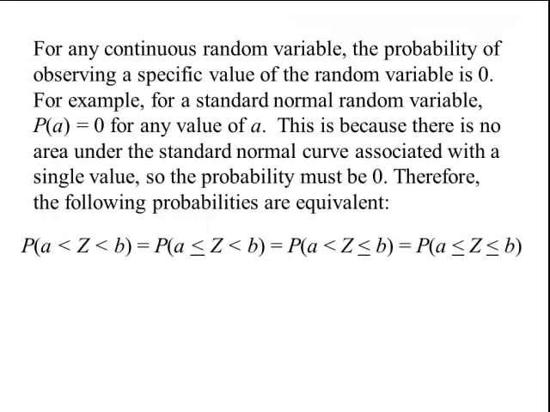For any continuous random variable, the probability of observing a specific value of the random variable is 0. For example, for a standard normal random variable, the probability of z equals A is 0 for any value of A. This is because there is no area under the standard normal curve associated with a single value, so the probability must be 0. Therefore, the following probabilities are equivalent. So the probability of z being in between A and B is equal to this probability with an equal sign, this one, or this one, because the probability of a single value is 0.